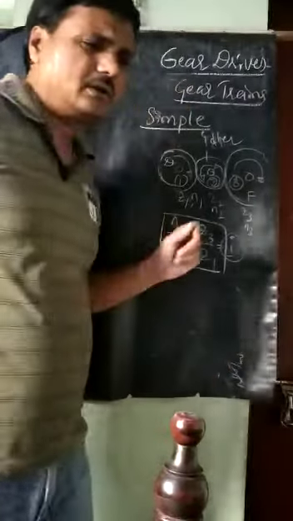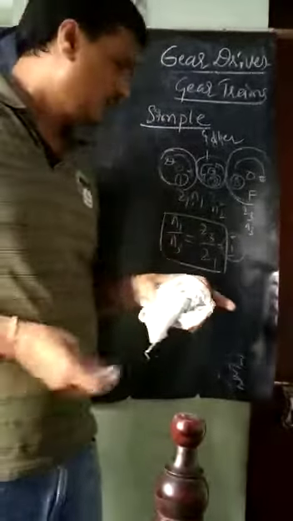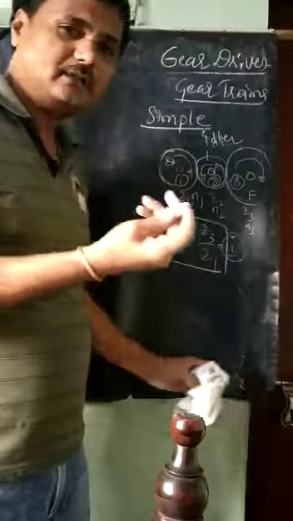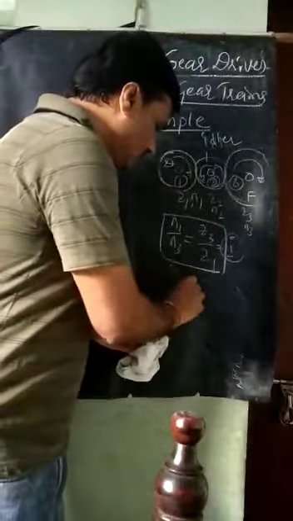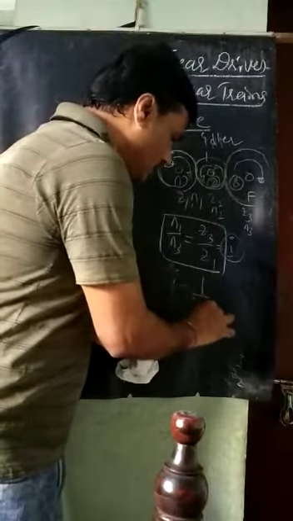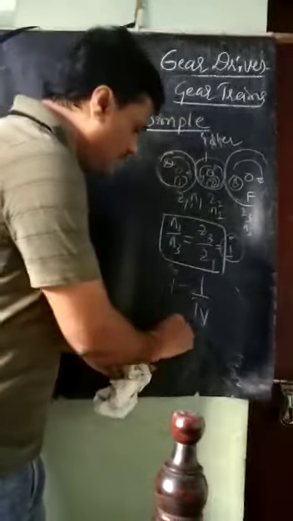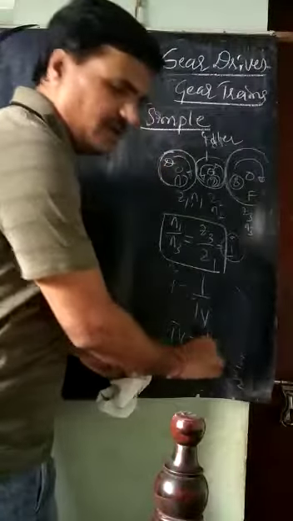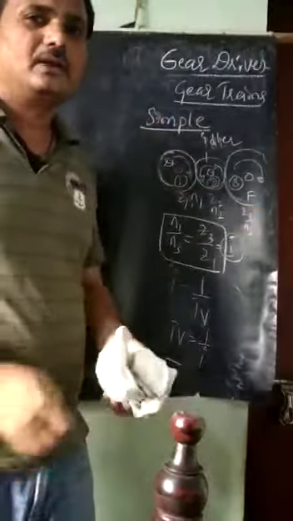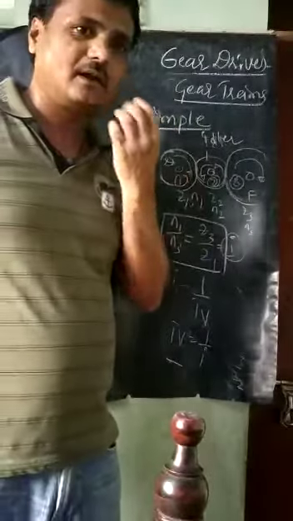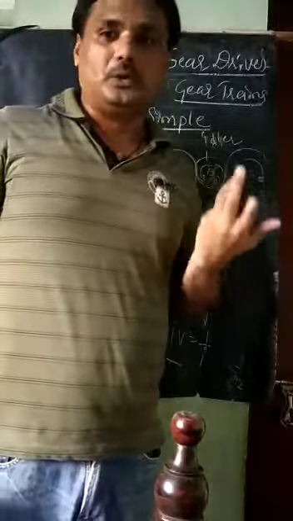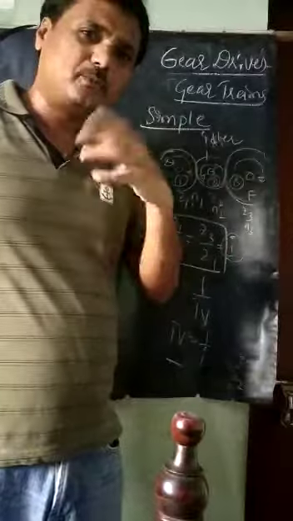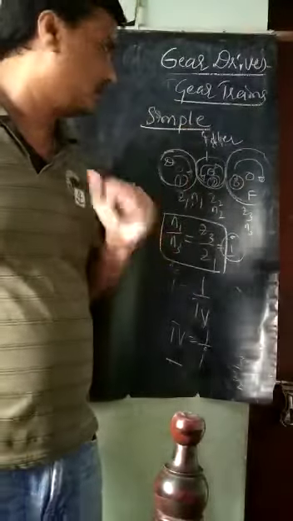Another way of writing this: the velocity ratio is the reciprocal of the train value. Or else, train value means the reciprocal of the velocity ratio. That is another way of writing. Usually in the case of gear trains, we write the train value. So it is nothing but the reciprocal of the velocity ratio.